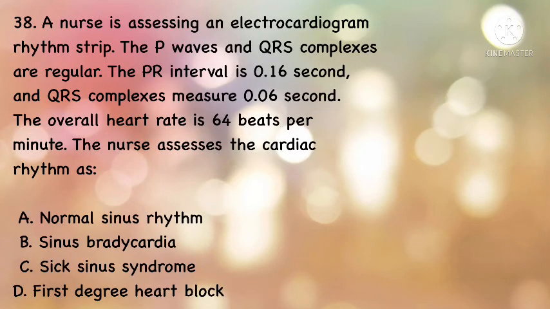A nurse is assessing an electrocardiogram rhythm strip. The P waves and QRS complexes are regular. The PR interval is 0.16 second and QRS complexes measure 0.06 second. The overall heart rate is 64 beats per minute. The nurse assesses the cardiac rhythm as: normal sinus rhythm, sinus bradycardia, sick sinus syndrome, first degree heart block. Correct answer is A, normal sinus rhythm.